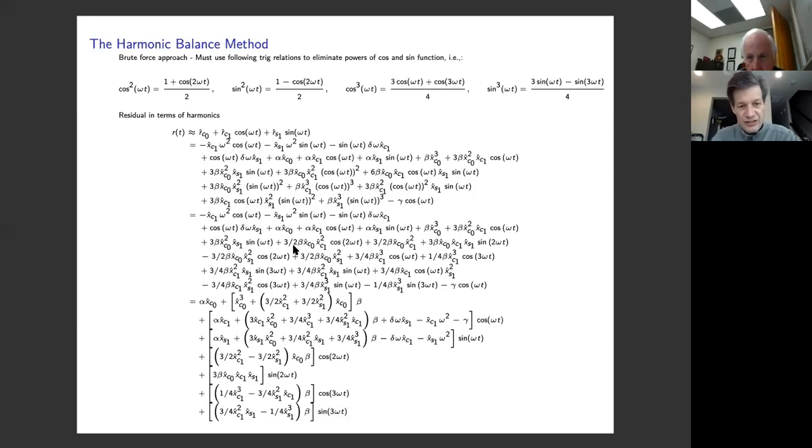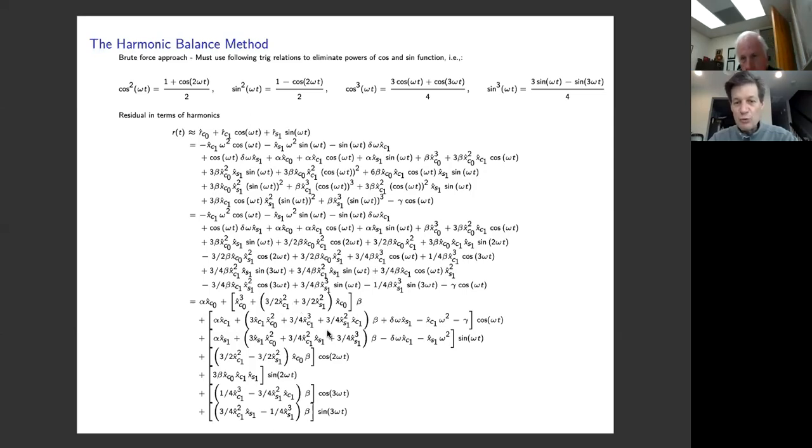collect everything, then you can end up with the coefficients here. The zeroth harmonic term is the first line. The next line would be the term that is proportional to cosine omega t. Then the next one is sine omega t. But as you can imagine, doing this brute force approach is a lot of work to do by hand. What you end up with, though, is that the coefficients of these terms now represent an algebraic system of equations for the unknown coefficients of your Fourier expansion.